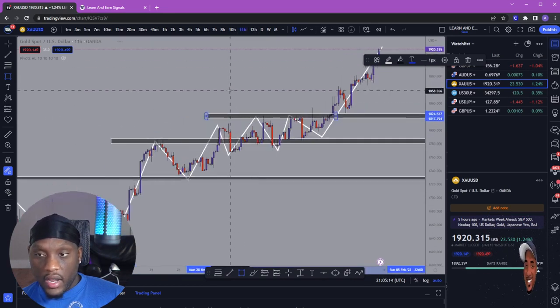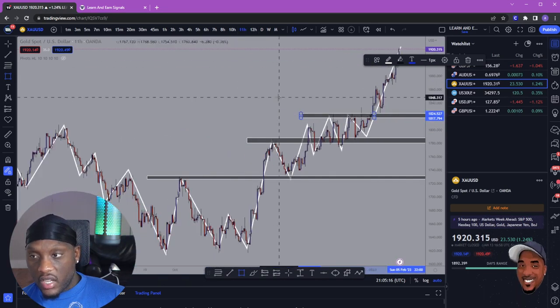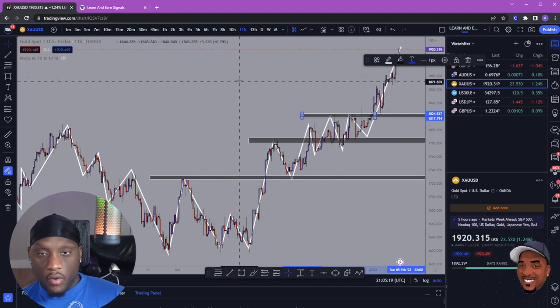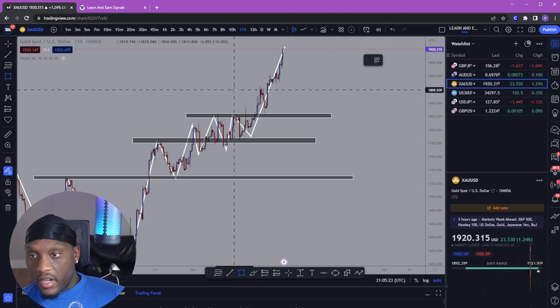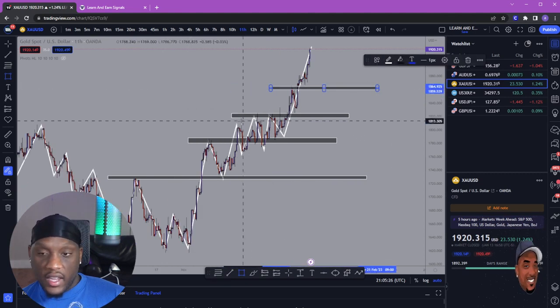We need to go lower and make it make sense. You can see that these zones and the structure and everything are holding on quite beautifully from left to right. Obviously, boom, we can see we got another little zone right around here. I'll add that.